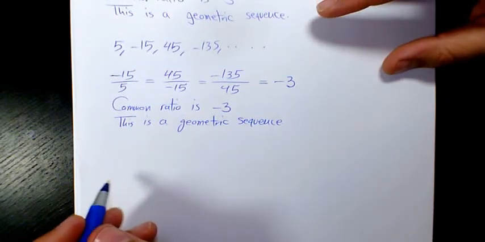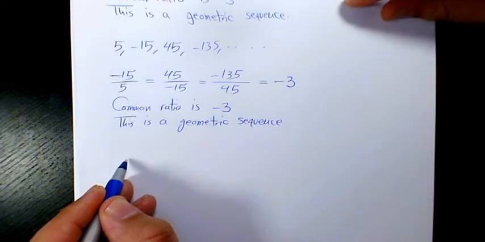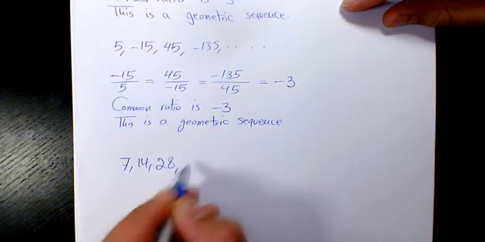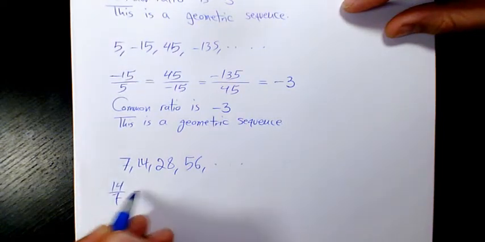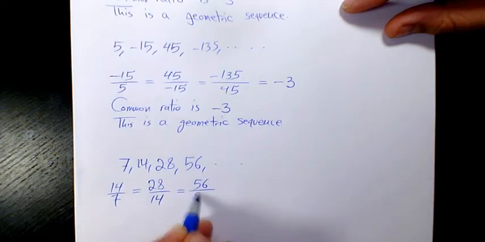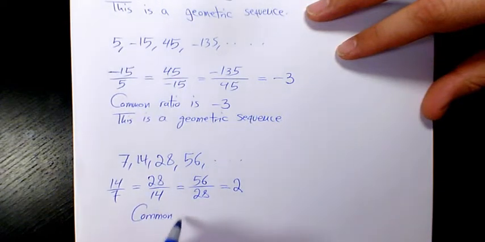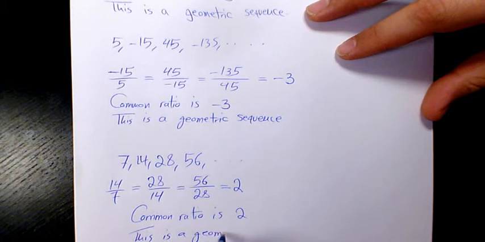Let's see another example. We have 7, 14, 28, 56, and so on. Again, 14 divided by 7 is the same as 28 divided by 14, which is the same as 56 divided by 28. So the common ratio is 2, and this is a geometric sequence.